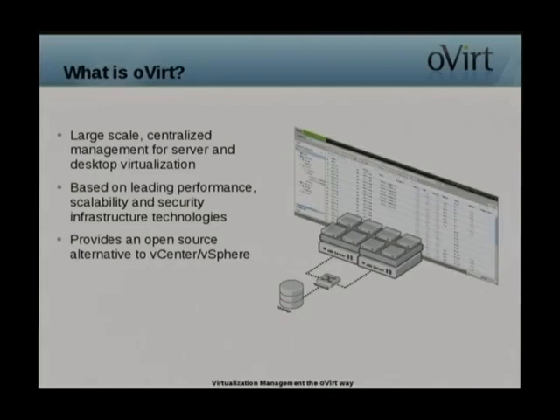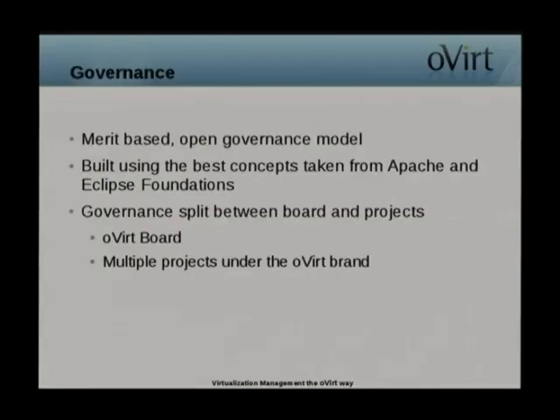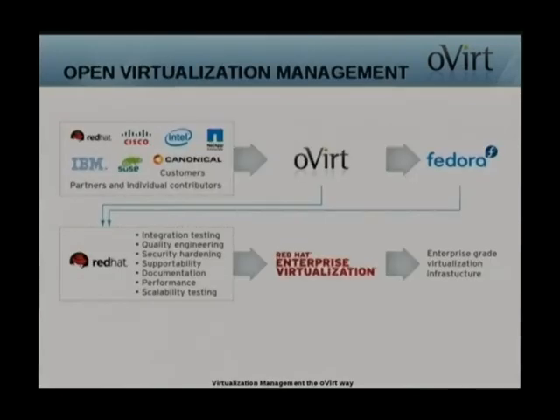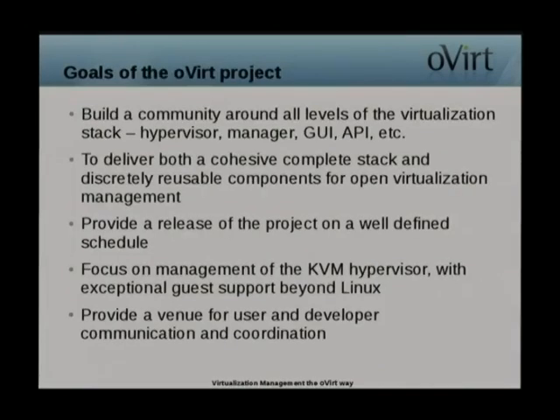So what is oVirt? It's a large-scale centralized management server and desktop virtualization system. So it's easily scalable and provides, as I said, an open source alternative to vSphere and vCenter. A little bit about the community. The oVirt community has an open merit-based governance model inspired by both the Apache and the Eclipse foundations. Now the oVirt board consists of members from Red Hat, SUSE, Canonical, Intel, NetApp, IBM, and Cisco. And as well as the board, the oVirt project is divided into several different sub-projects, currently 16 of them.